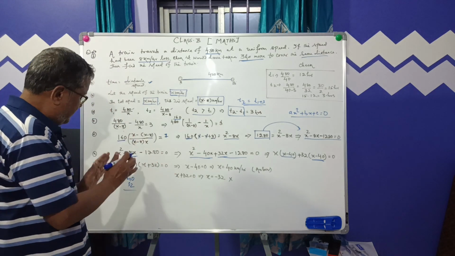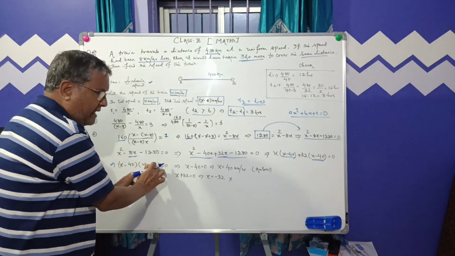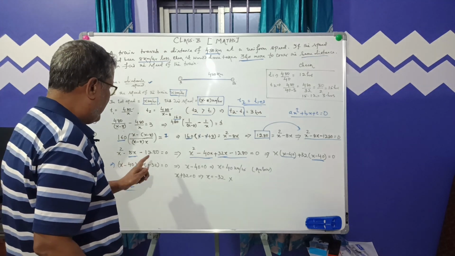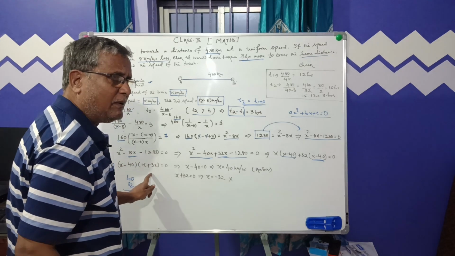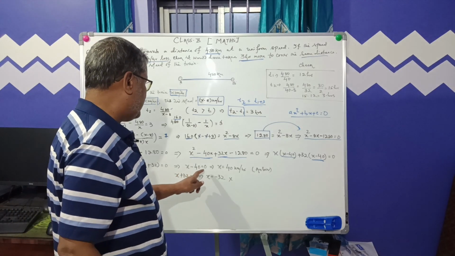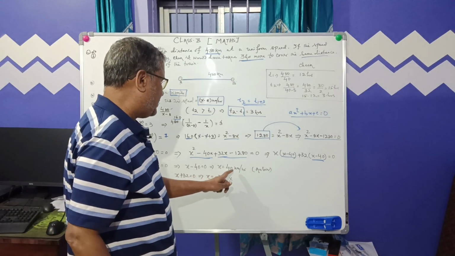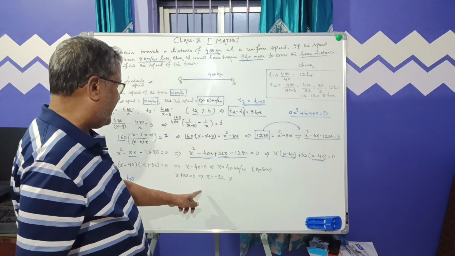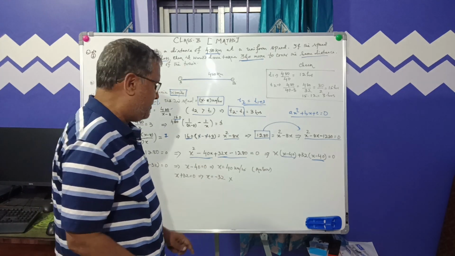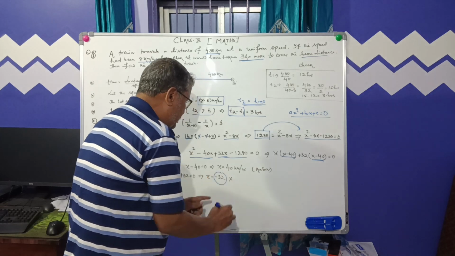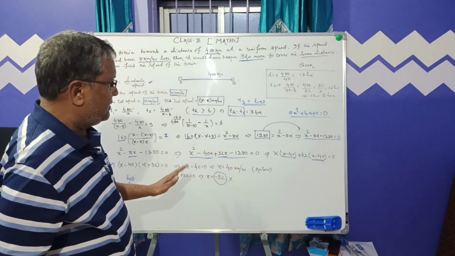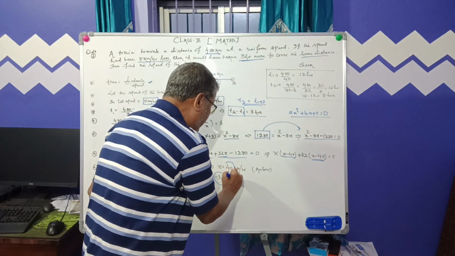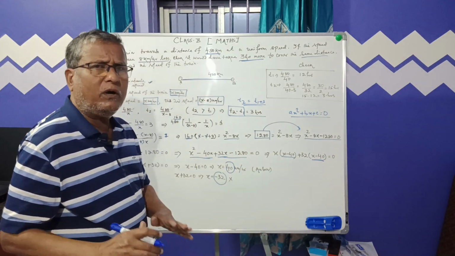It is an expression. The product of two expressions is 0. So either this is 0 or this one is 0. So x minus 40 is equal to 0 implies x is equal to 40. The answer is 40 km per hour. But x plus 32 is equal to 0 implies x is equal to minus 32, which is a negative integer. So it is not the speed of the train. The speed of the train is 40 km per hour. So we got the answer.